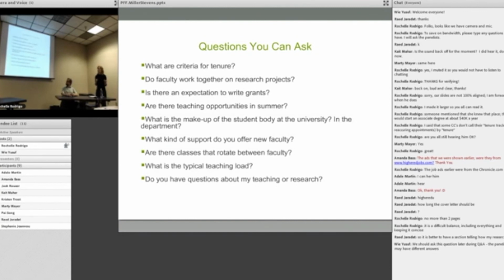For example, what are criteria for tenure? Do faculty work together on research projects? Is there an expectation to write grants? Are there teaching opportunities in the summer? What is the makeup of the student body? What kind of support do you offer new faculty?